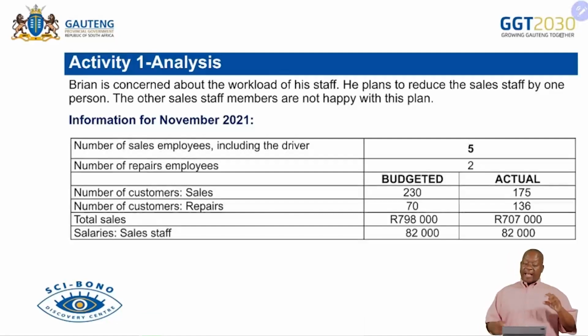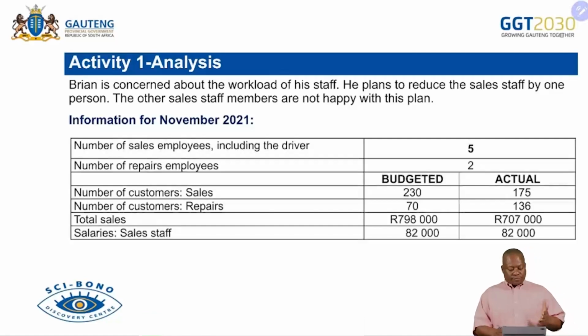And then the other sales staff members are not happy with this plan. Okay? Information for November. According to this, the number of sales employees, including the driver, is 5. So it means there are 4 on the shop floor, 5 with the driver, and that's the sales team. The number of repair employees is 2.